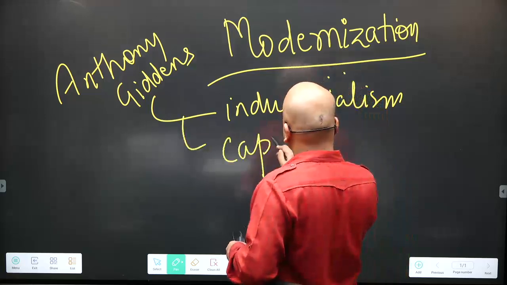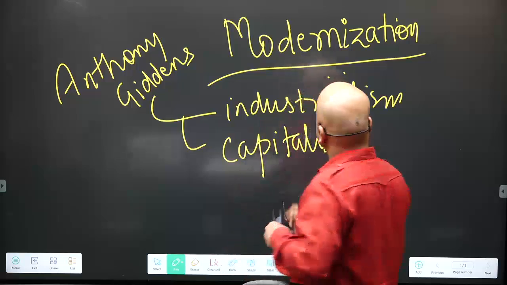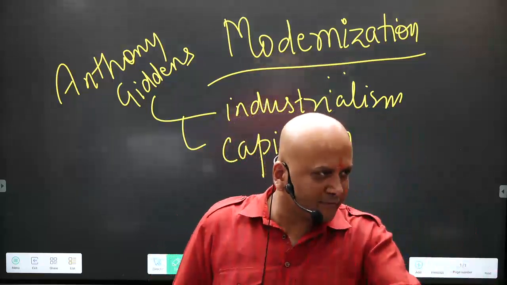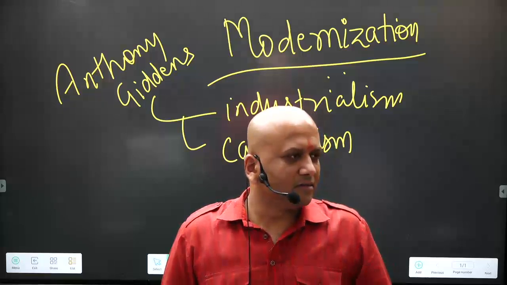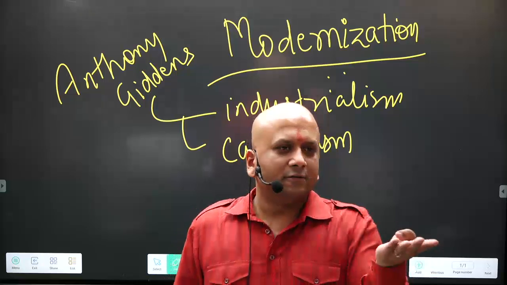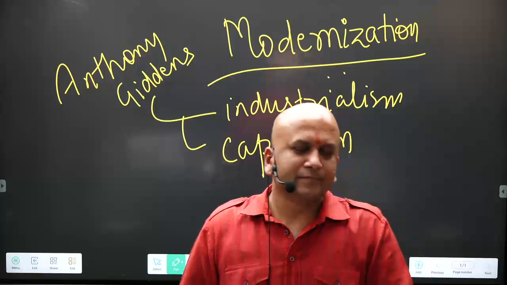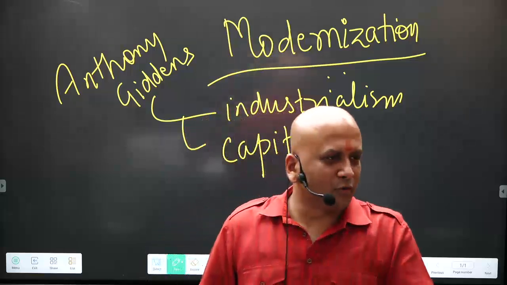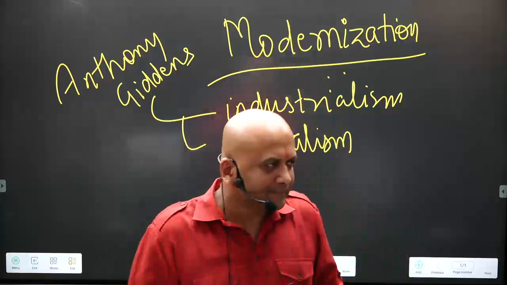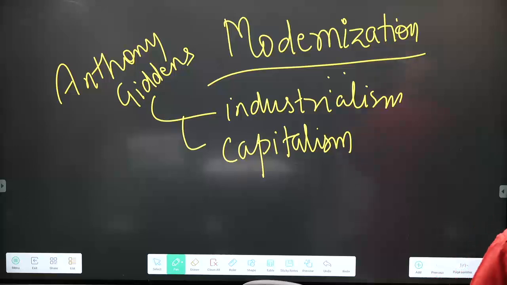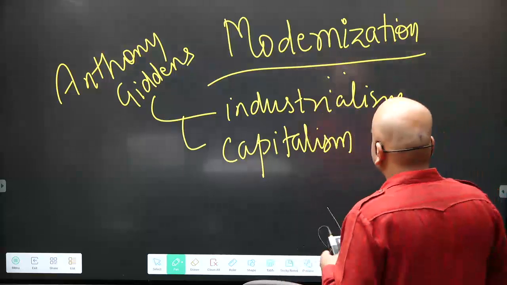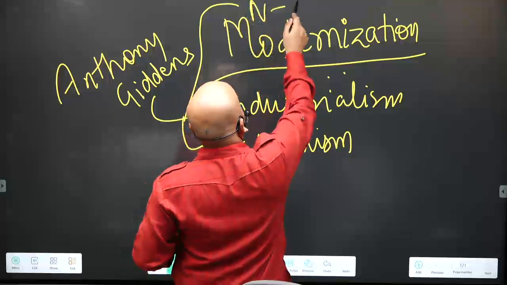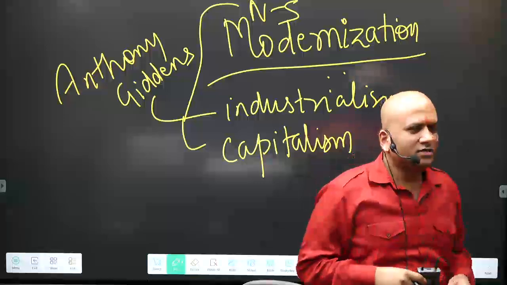Secondly, capitalism. What is it characterized by in capitalism? Profit motive. Private ownership of capital, propertyless wage labor. And thirdly, the development of the nation state system, development of nation states.